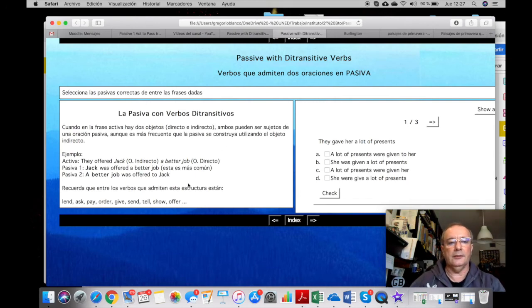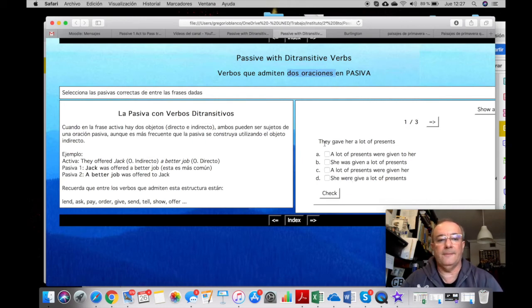Okay, here on the left you get the explanation, the presentation about ditransitive verb passive voice. You get the example here that we have seen before, similar ones, okay? And this is the list of possible verbs that might have this situation. In this kind of exercise, you get two options. You have to choose the two sentences in a passive voice which are correct.